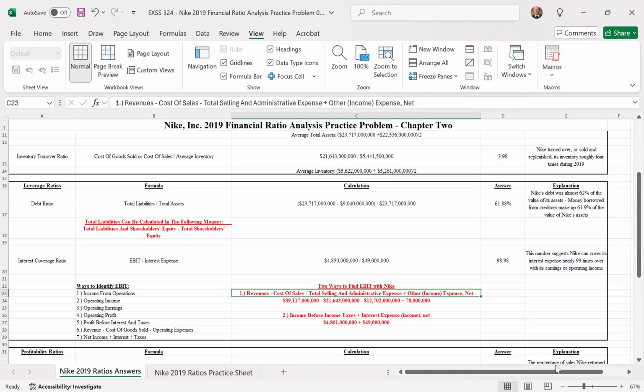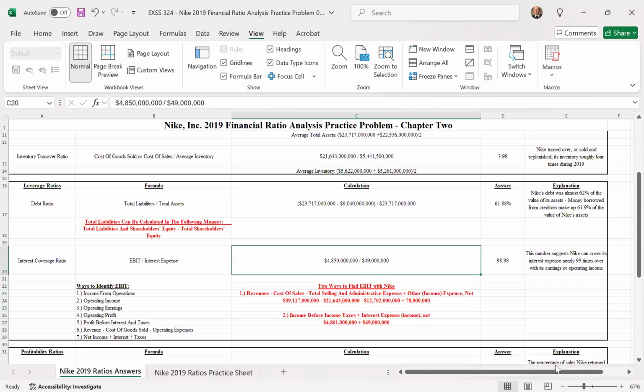Could be revenues minus cost of sales minus total selling and administrative expense plus other income expense net. Or you can do income before income taxes plus interest expense income net. So those are the 2 ways that you can find EBIT on the Nike financial statements. And then once you do that, you're going to get an answer of 98.98, meaning this number suggests Nike can cover its interest expense nearly 99 times over with its earnings or operating income.